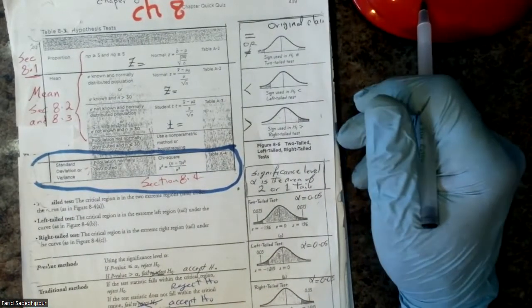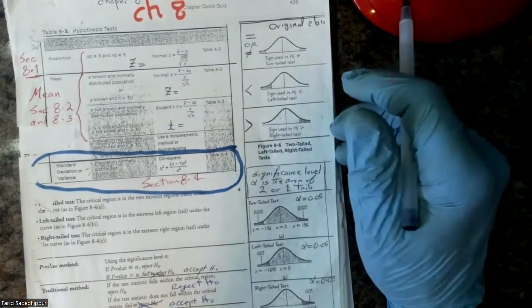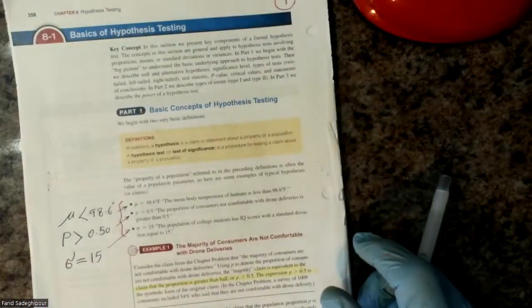So here also we are talking about the claim. In statistics, a hypothesis is a claim or a statement about a property of a population. A hypothesis test, or test of significance, is a procedure for testing a claim about a property of a population. Examples: we claim that the mean body temperature of humans is less than 98.6.